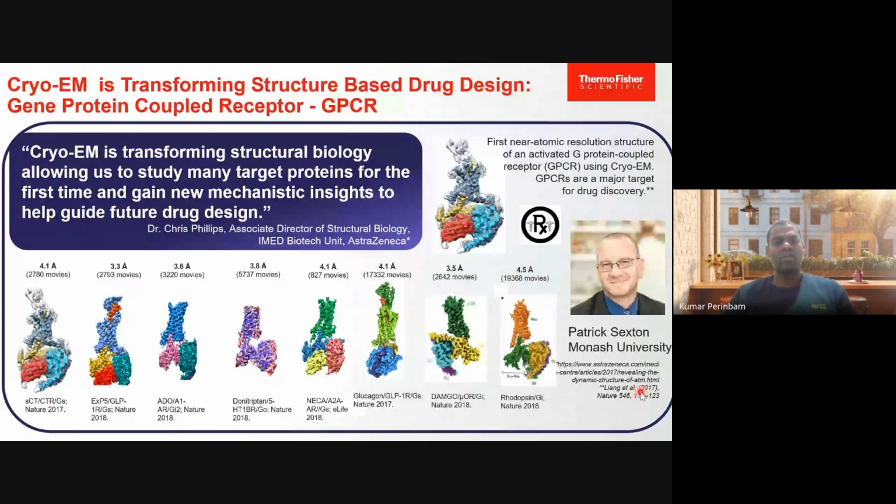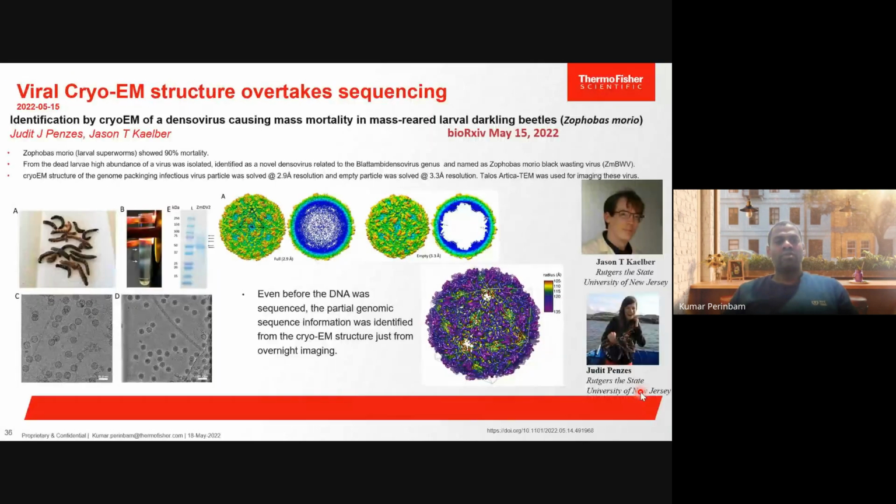He has been getting GPCR structures at 3 angstrom, 3.5 angstrom resolution on a regular basis. So this helps in understanding many key things about protein structures itself. One interesting thing that I wanted to highlight is that in recent times Cryo-EM has actually been overtaking sequencing itself. So this is the Calber lab.